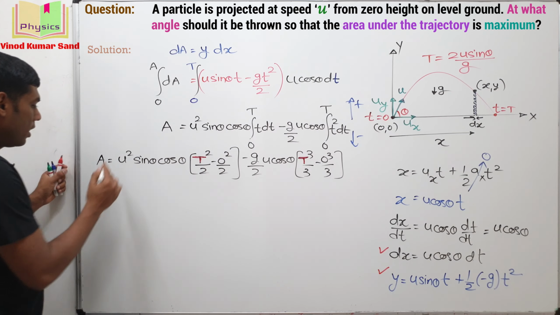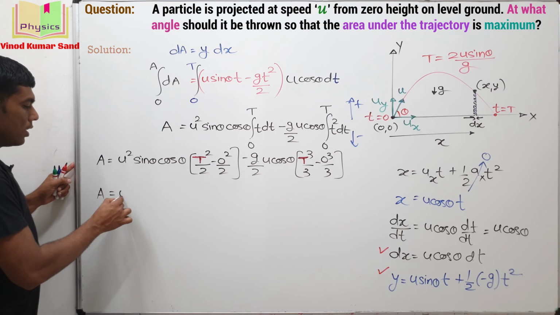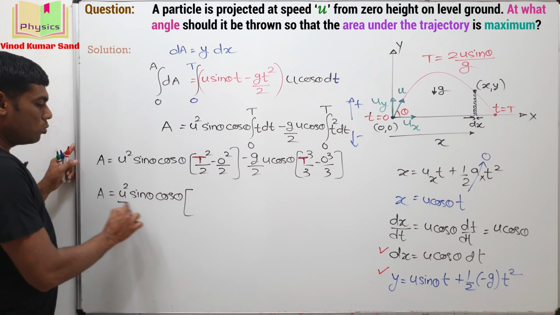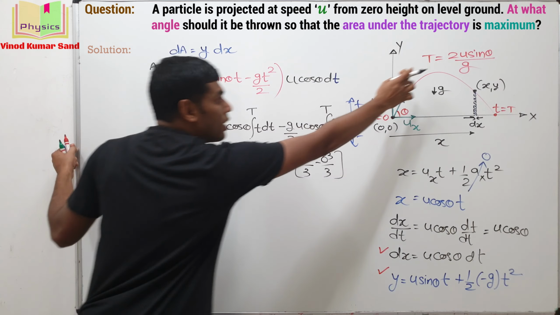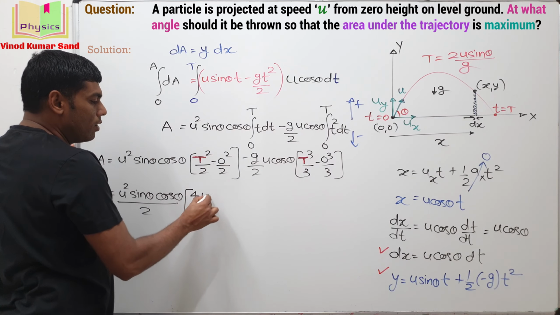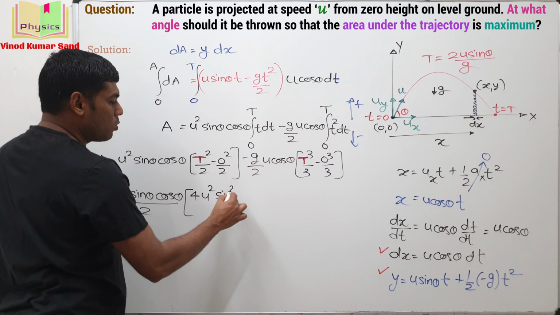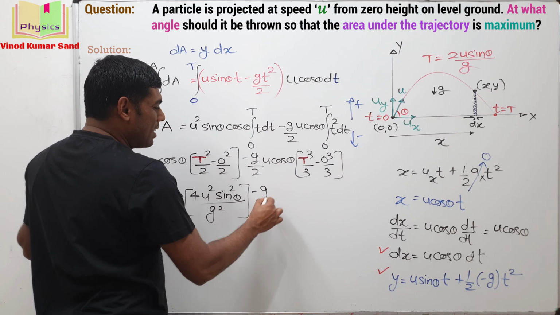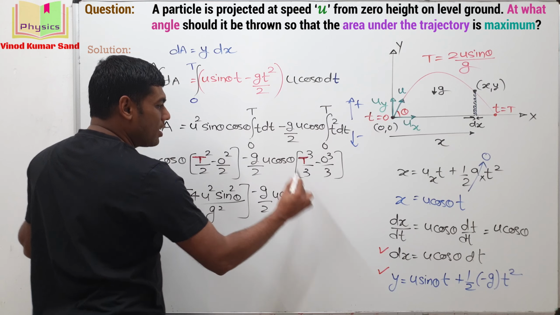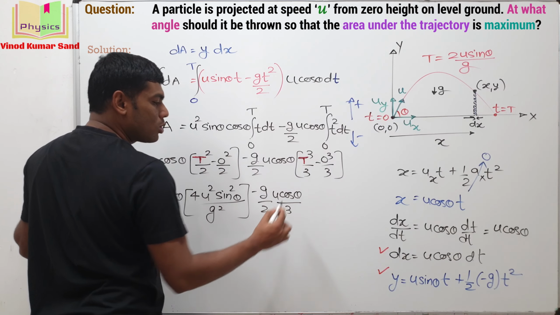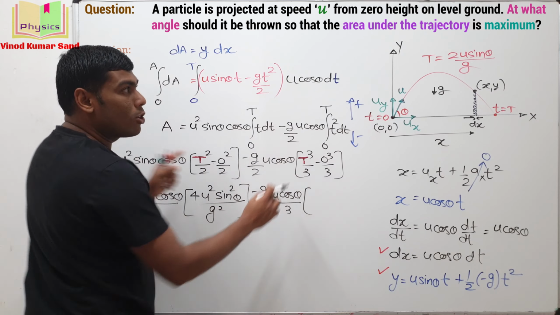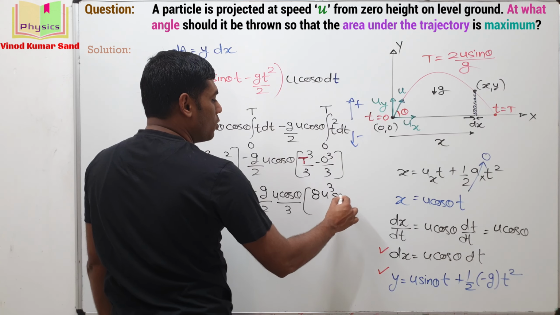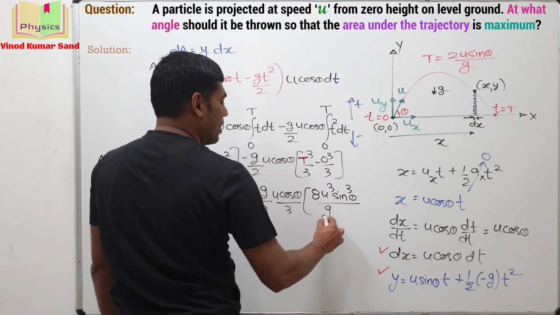So I am substituting this value of t, putting here the value of t as well as here, and simplifying this expression. So A is equal to u square sine theta cos theta, and this 2 I am taking outside. T square will be what? Speak up. 4 u square sine square theta by g square. Okay, minus g by 2 u cos theta. This 3 I am taking outside here, and then we are left with t cube. How much is t cube from this computation? It is 8 u cube sine cube theta by g cube.